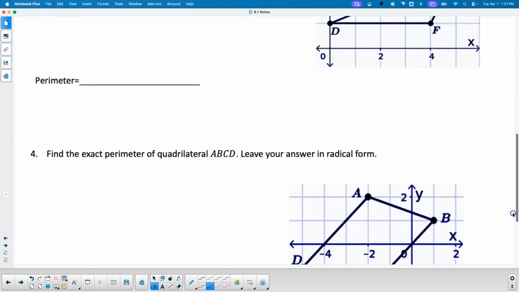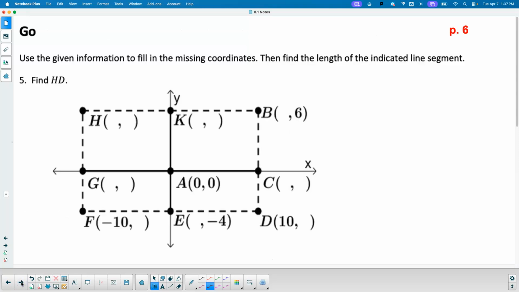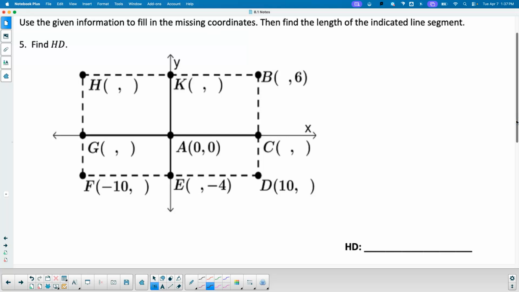Perimeter, perimeter, perimeter. Some good perimeters there. I like that. Adding up all the sides. One of these rectangles, again, that we love so much. And then you also have to find HD. Okay? HD is this line segment right here. This is line segment HD. You've got to find the length of that. Notice how it's a rectangle, right? That means that this makes a right triangle here or here. Okay? So you got 2 right triangles to choose from. You just have to find those side lengths.